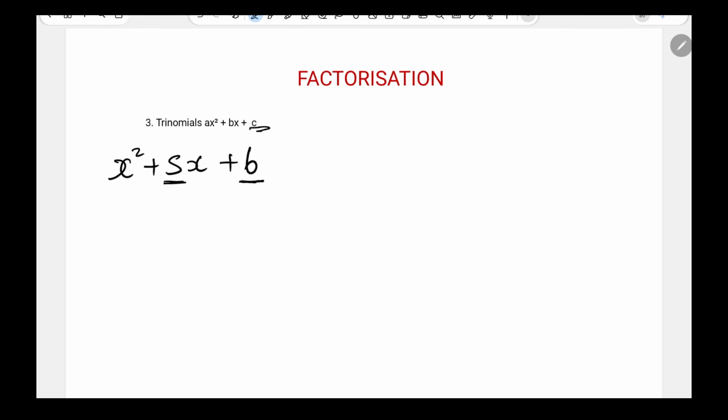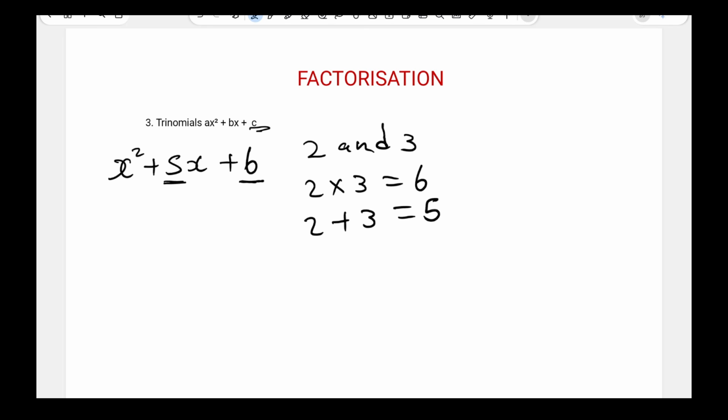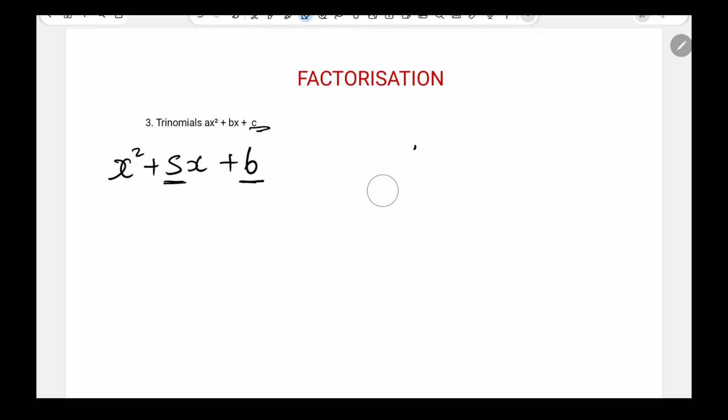The answer here is 2 and 3. When you multiply 2 with 3, it will give you 6. And when you add them, it will give you 5. So your answer for this problem, you will do it like this.